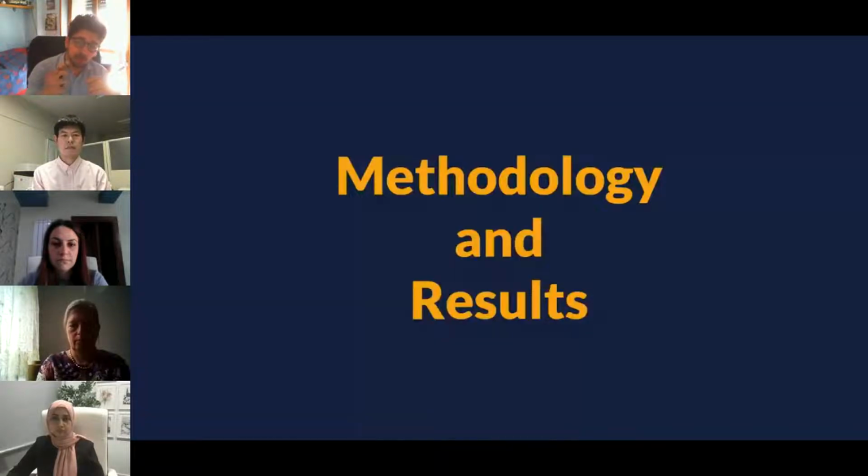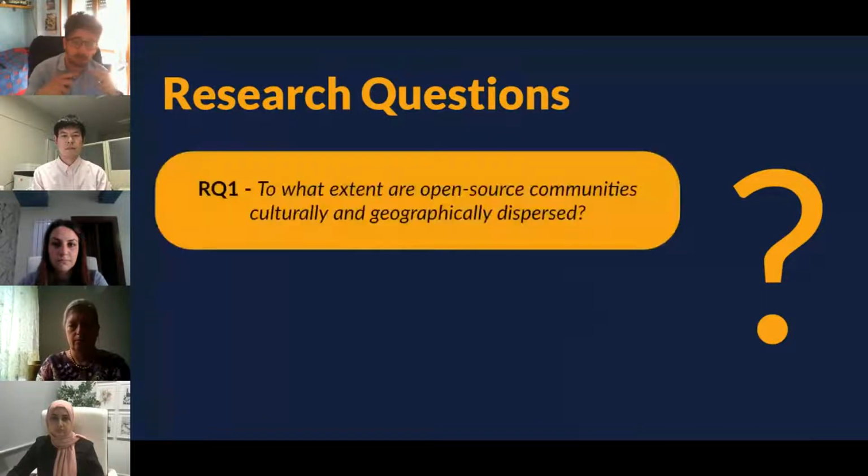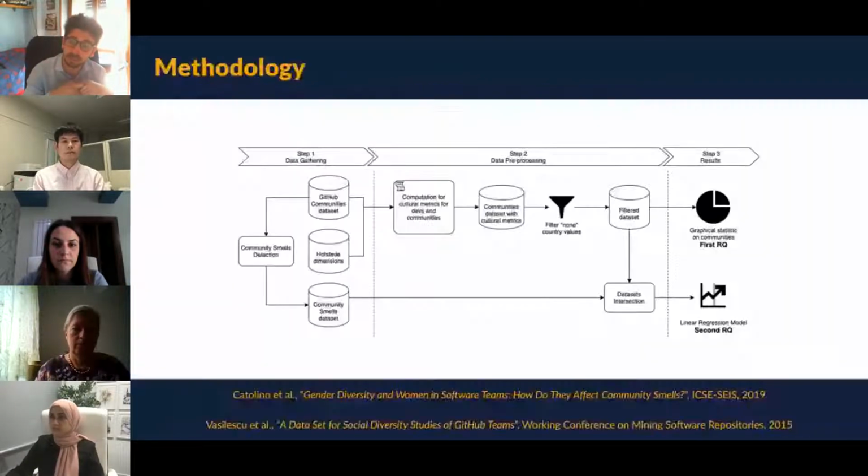Now, let's move to the methodology and the results of our study. We're starting from two research questions. The first one: to what extent are open source communities culturally and geographically dispersed? And the second one: to what extent do cultural and geographical dispersion within a team influence the number of community smells? To answer these research questions, we implemented a quantitative study.